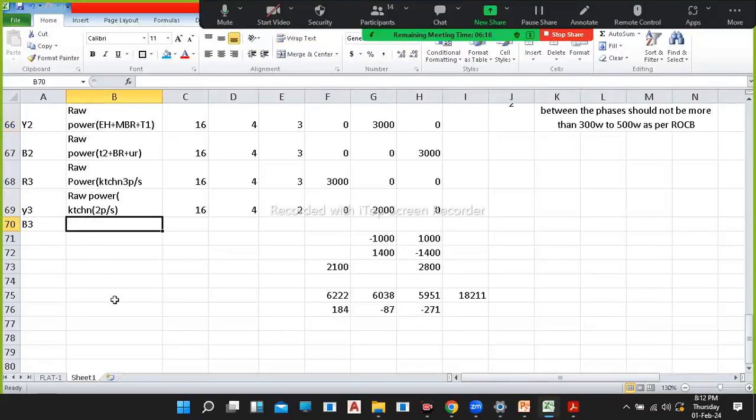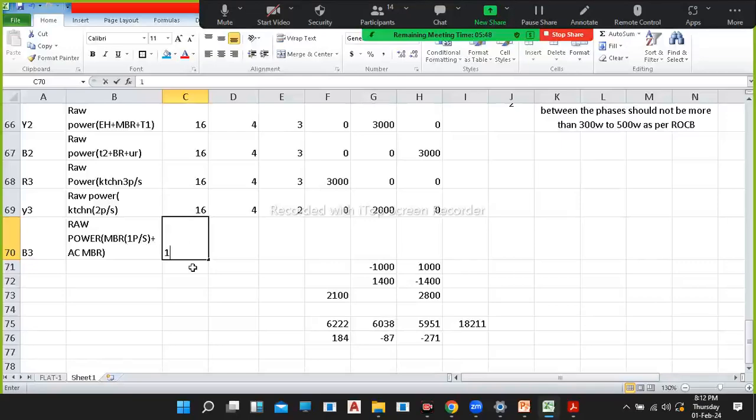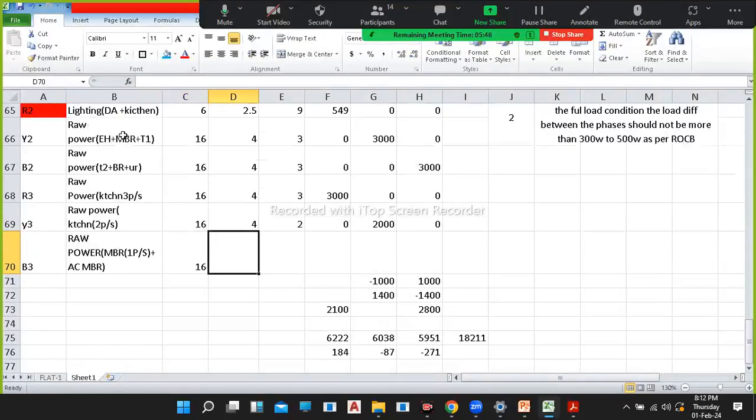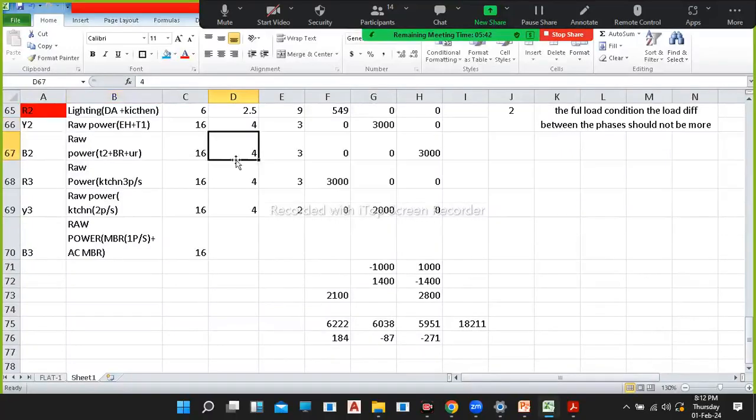Yes or no? Yes, sir. Okay. Yes. So in the raw power, one MBR, one master bedroom socket, master bedroom 1 power socket plus AC of MBR of 1 ton. Okay, so the same 16 here. I need to remove that. I'll remove it from here. Okay, I removed the MBR.